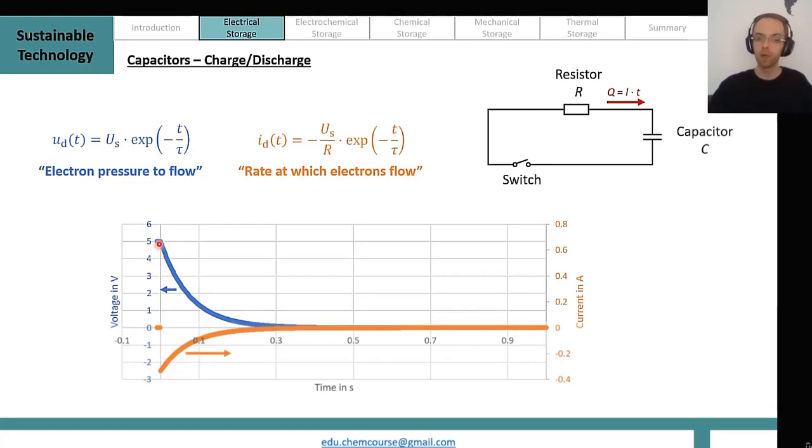Now, once we close the switch, the electron pressure to flow will rapidly drop. This is the case because our electrons will start to flow to the other side, and we will compensate positive and negative charges. And this is a typical observation you can make. Of course, the more your current drops, the more your voltage also drops, or the other way around, the more your voltage drops, the more your current will eventually drop.